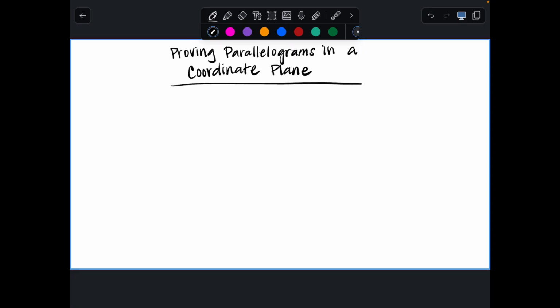Okay, so we're going to be proving parallelograms in a coordinate plane. So proofs in geometry is basically, you already know that it's a parallelogram. You're starting with that. And then you have to show me why you know it's a parallelogram.